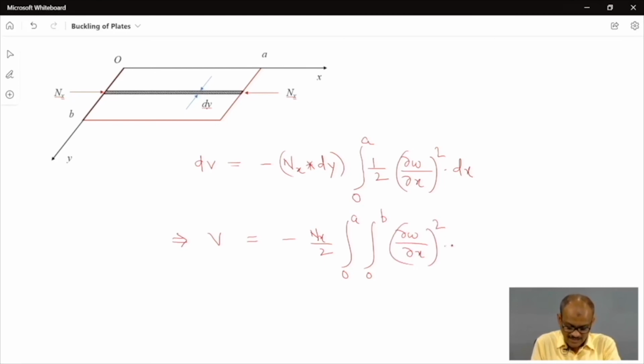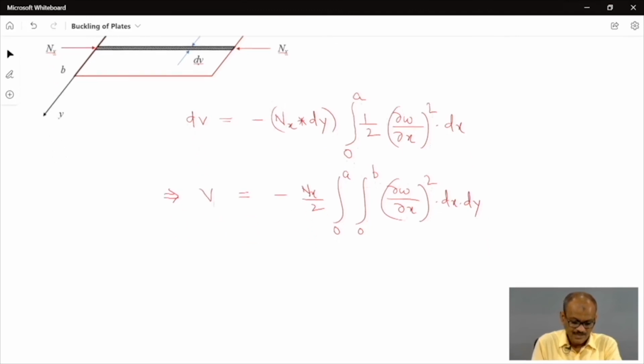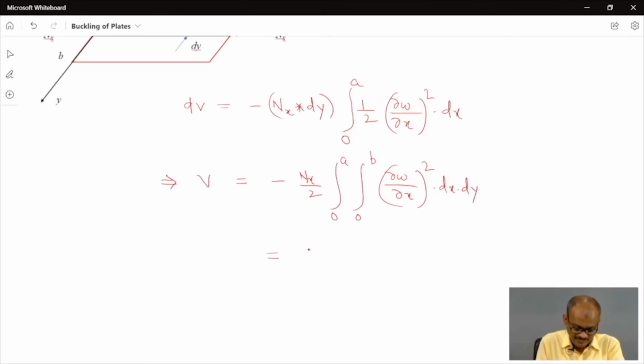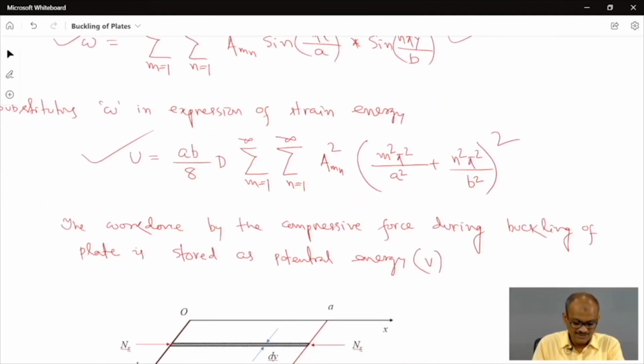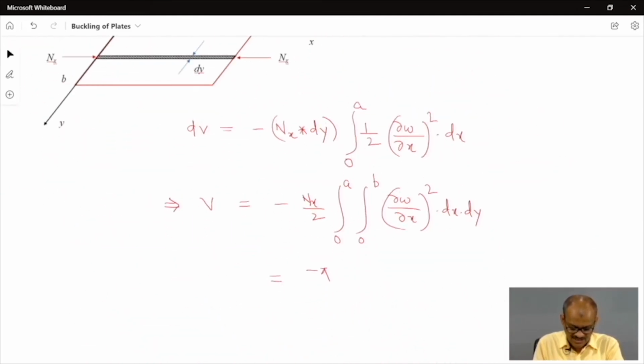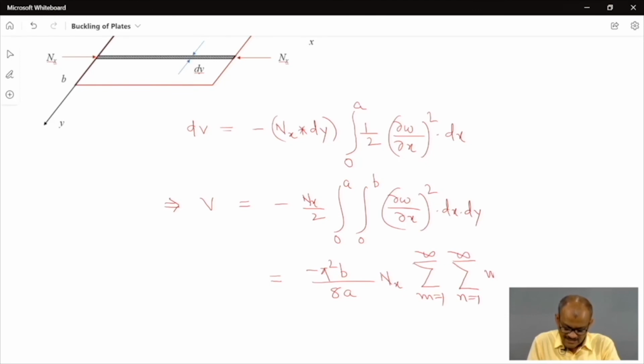And if you integrate it, that will come to minus, because we know this w is the assumed displacement. If we substitute it in the work done expression, that will come to π²b/(8a) into Nx and summation of m is equal to 1 to infinite, summation of n is equal to 1 to infinite, m² Amn². This is the expression we will get for the external work done.